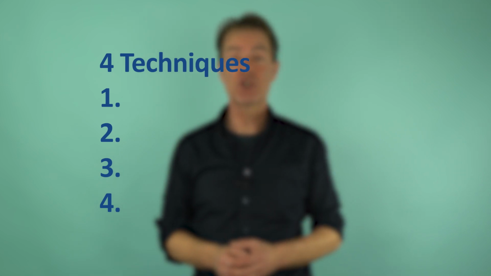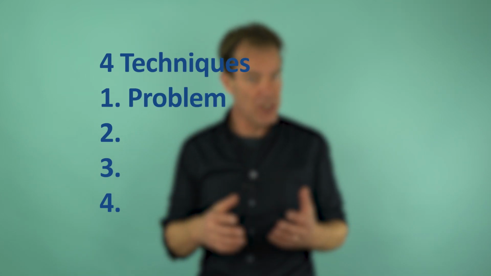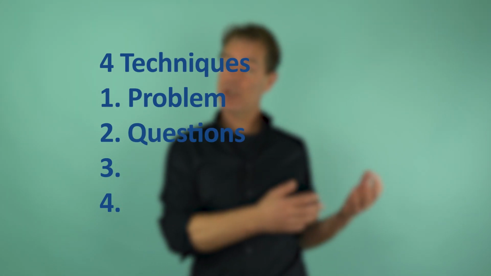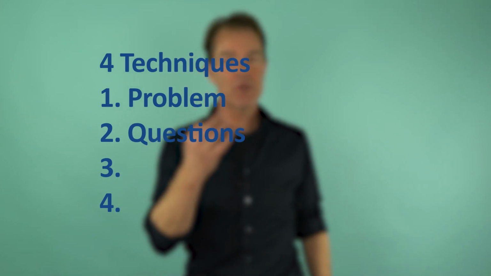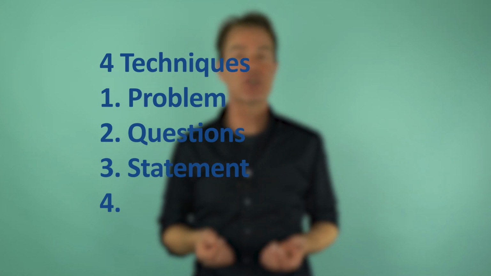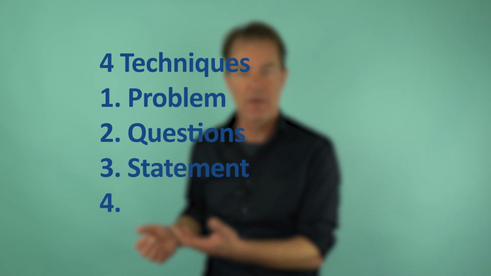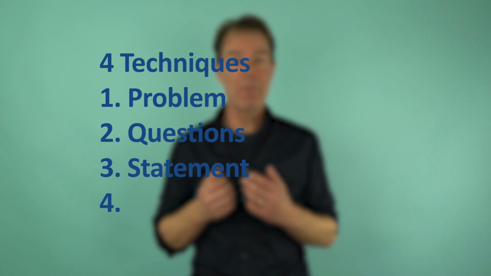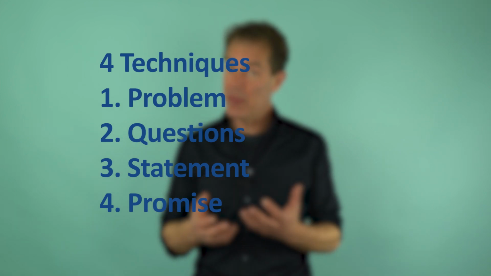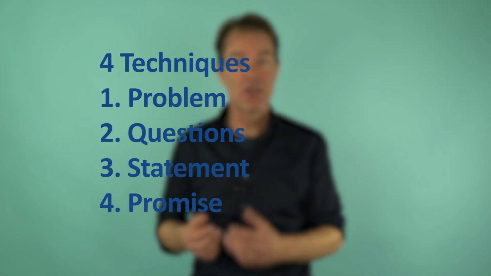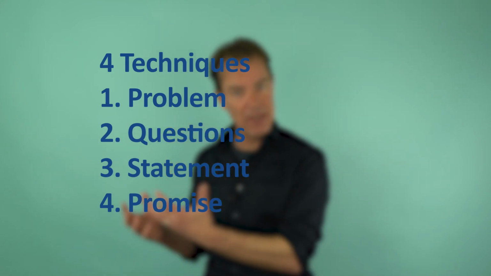The first one is to start with a problem. This suggests you have the solution. The second technique is to start asking questions. This too suggests you have the answers. The third technique is to start with a tantalizing statement, because then your audience wants to know what's up with that. And the fourth and final technique is to start by making a promise. With this promise, you say to your audience, if you listen to this, you get something out of it immediately.